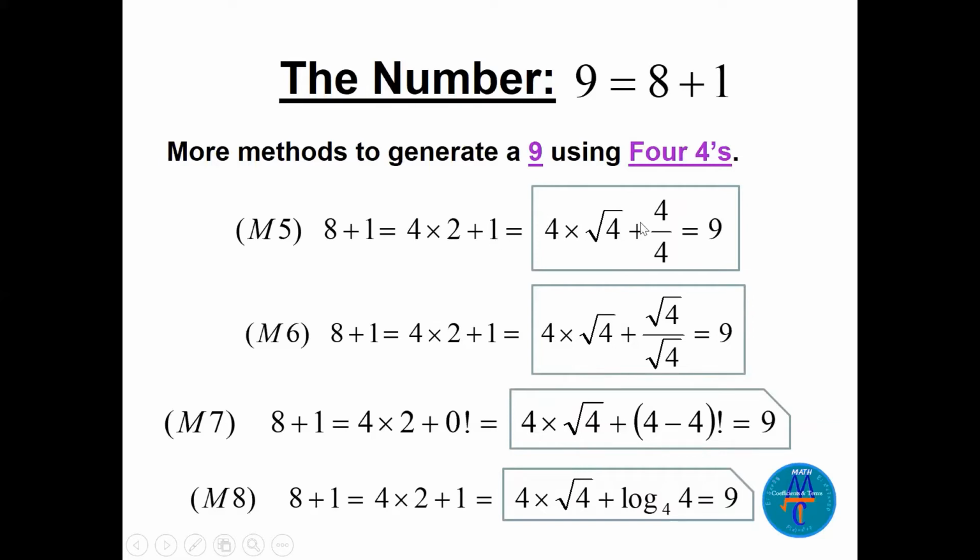From 5, I can generate method 6, method 7, and method 8 by changing only the way I present the 1. So the 1 here is 4 over 4. In method 6, the 1 is square root of 4 over square root of 4. Or 1 can be 0 factorial, which is 4 minus 4 factorial. Or the 1 can be log base 4 of 4. So now this is another 4 methods. This will be total 8.